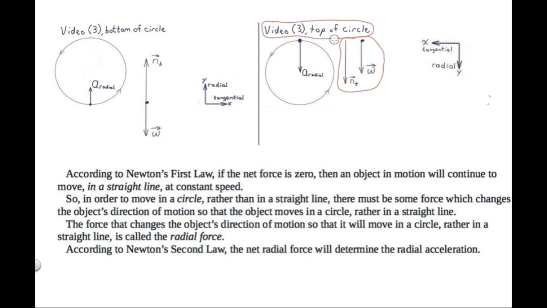At the top of the circle, the net radial force is again the vector sum of the normal force and the weight force. But at the top of the circle, the normal force and the weight force point in the same direction. So at the top of the circle, the net radial force is the result when the normal force is reinforced by the weight force.